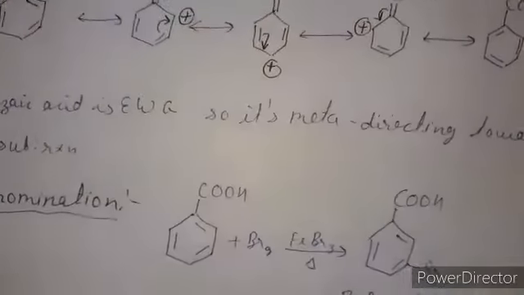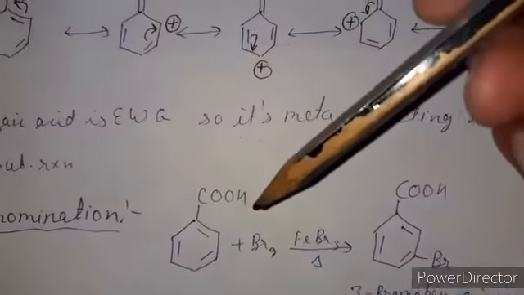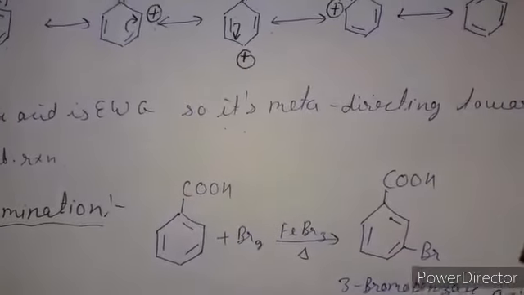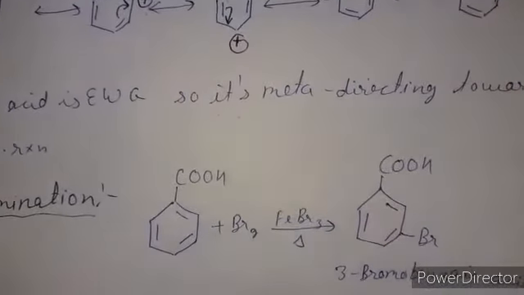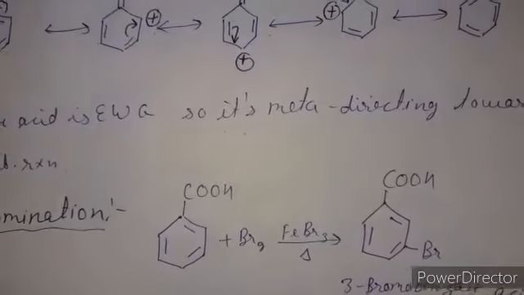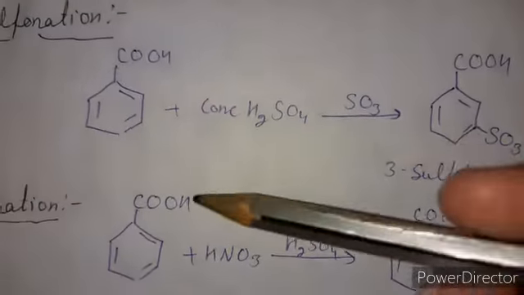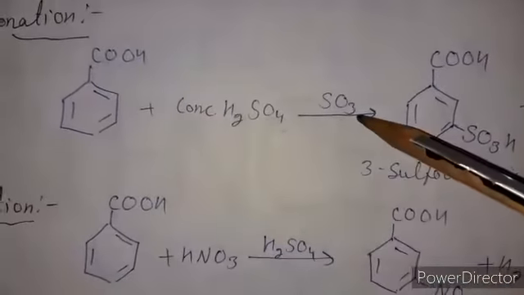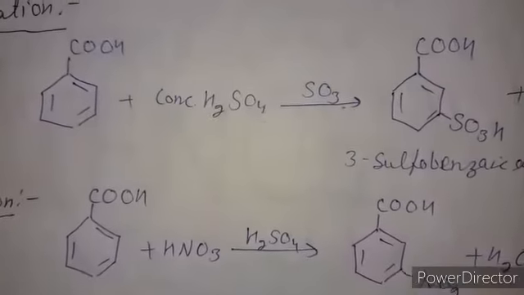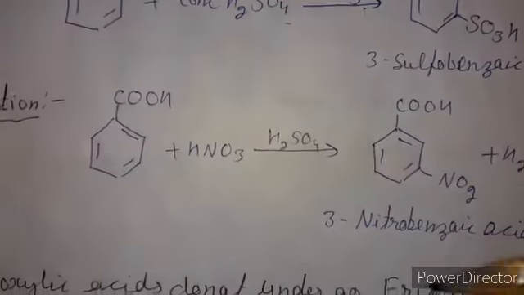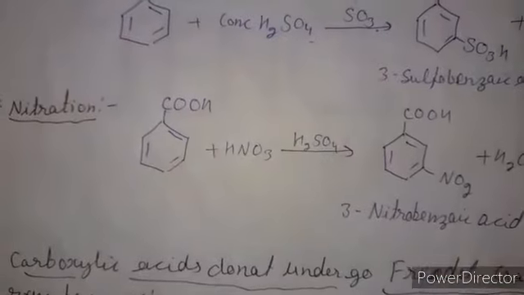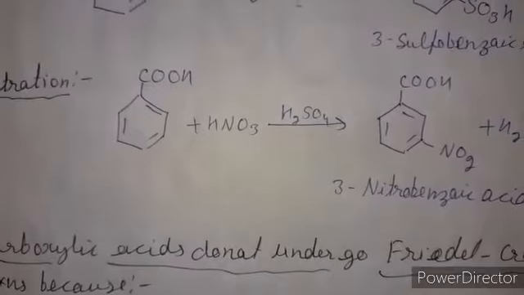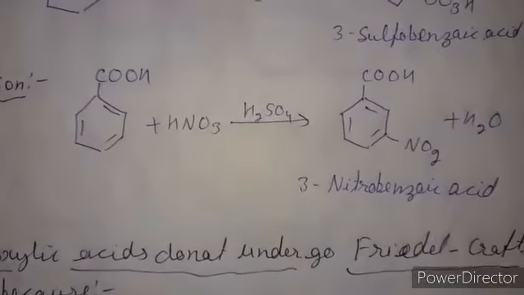So the first one is bromination. When we react carboxylic acid with bromine in the presence of a halogen carrier, it forms 3-bromobenzoic acid, meta position, or meta-bromobenzoic acid. Next, sulfonation. When we react benzoic acid with concentrated sulfuric acid over sulfur trioxide gas, it forms 3-sulfobenzoic acid. And next we proceed to the substitution reaction, that is nitration. When carboxylic acid reacts with nitric acid in the presence of sulfuric acid, it forms 3-nitrobenzoic acid.